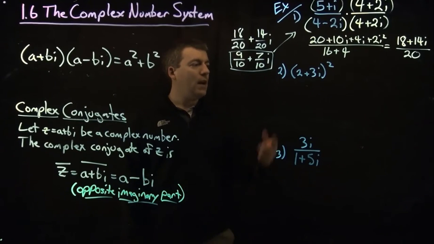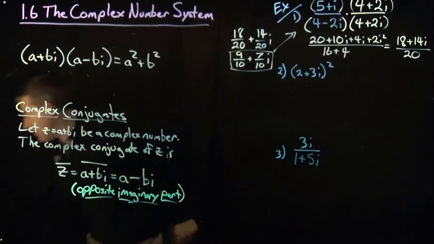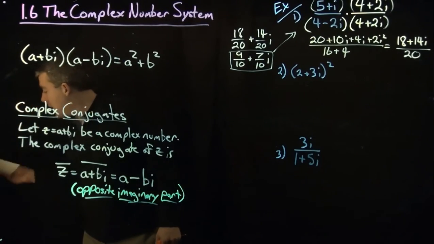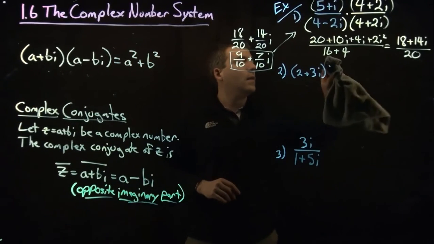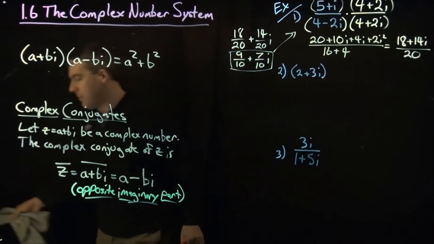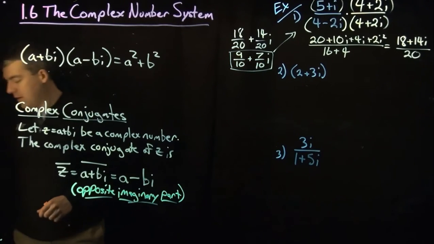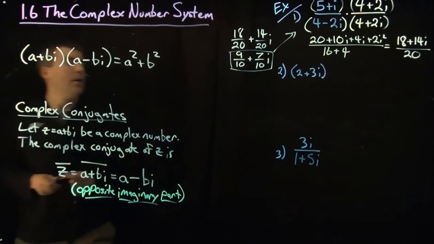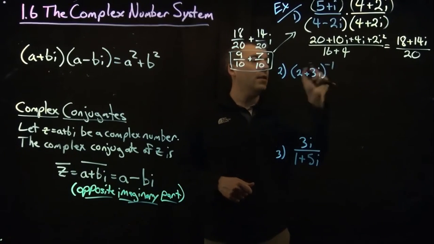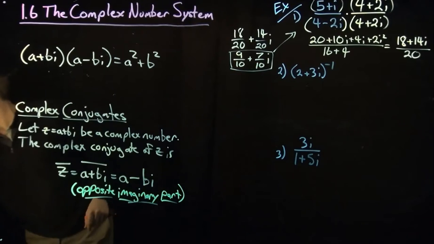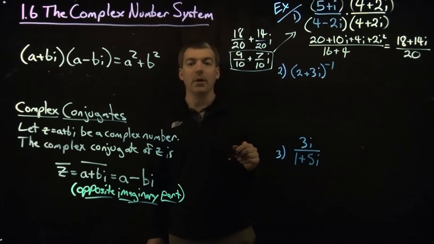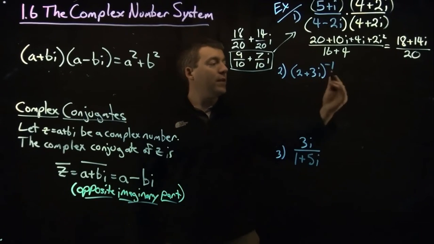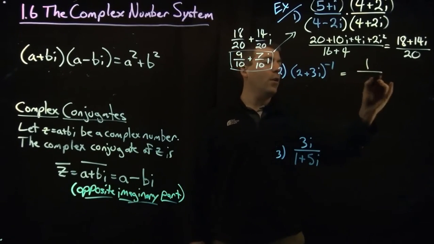Okay, let's look at the next one. I've written it down wrong. We want to put a -1 there, so we can get some division there. So 2 plus 3i to the negative first power is equivalent to 1 over 2 plus 3i.